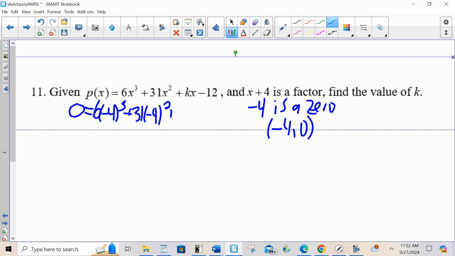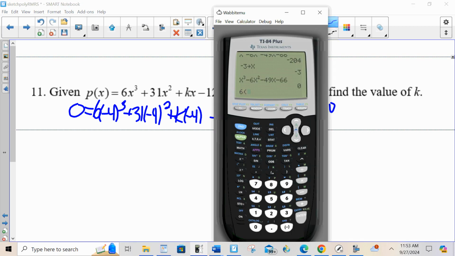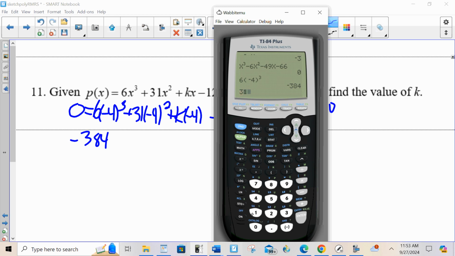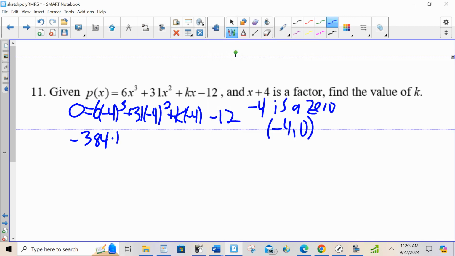Why did I choose to do them with such big numbers? Use the calculator as needed. I can't type the whole thing in, but I can type each term in. 6 times negative 4 cubed is negative 384. Positive 31 times negative 4 squared is 496. Positive k times negative 4 is minus 4k.